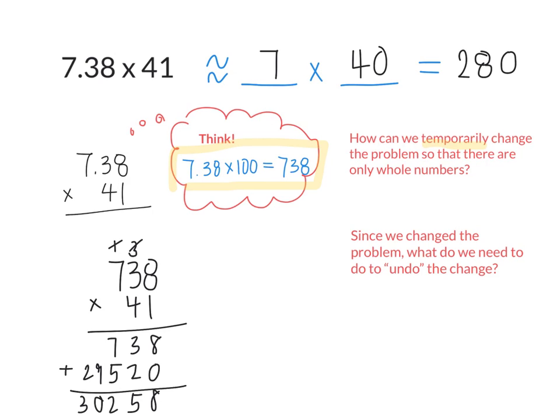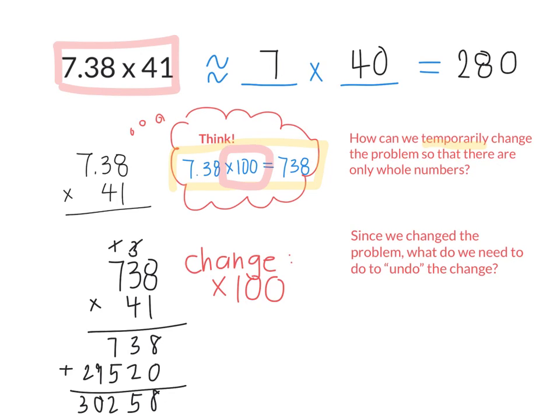Is that close to our estimate of 280? No. Right off the bat, that should tell you that's not right. Why is that not right? I did all correct math. Did I do my original problem of 7.38 times 41? No, I changed the problem by multiplying one of the numbers by 100. I made it 100 times bigger. So next to this problem, I want you to write the word, get in this habit, write change. What did we do to change this problem? We multiplied one of the numbers by 100.